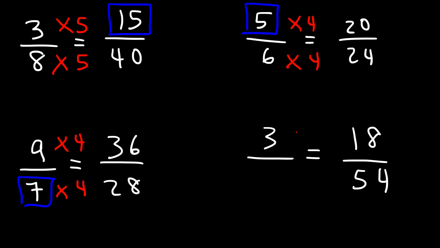Now going to the fourth example, 3 times 6 is 18. So what times 6 is 54? 54 divided by 6 is 9. So 9 times 6 is 54. And so that's it. Now you know how to find the missing part of an equivalent fraction.